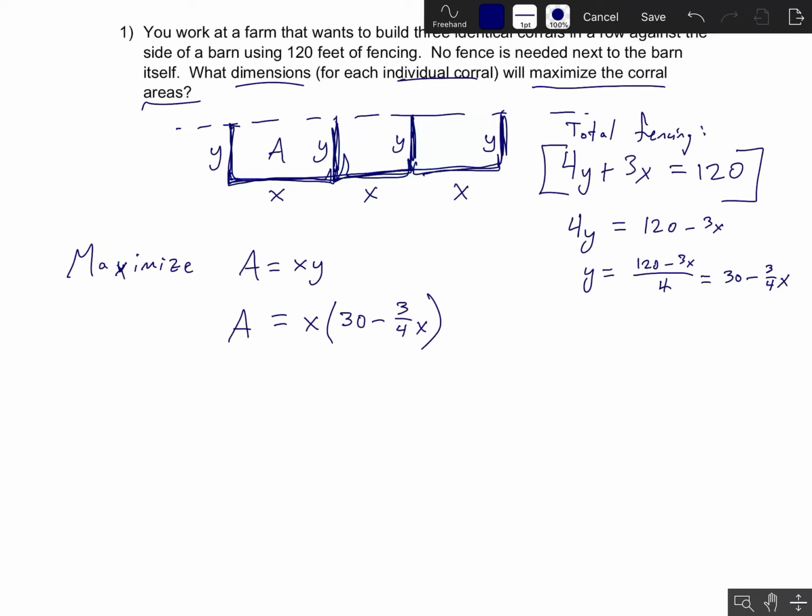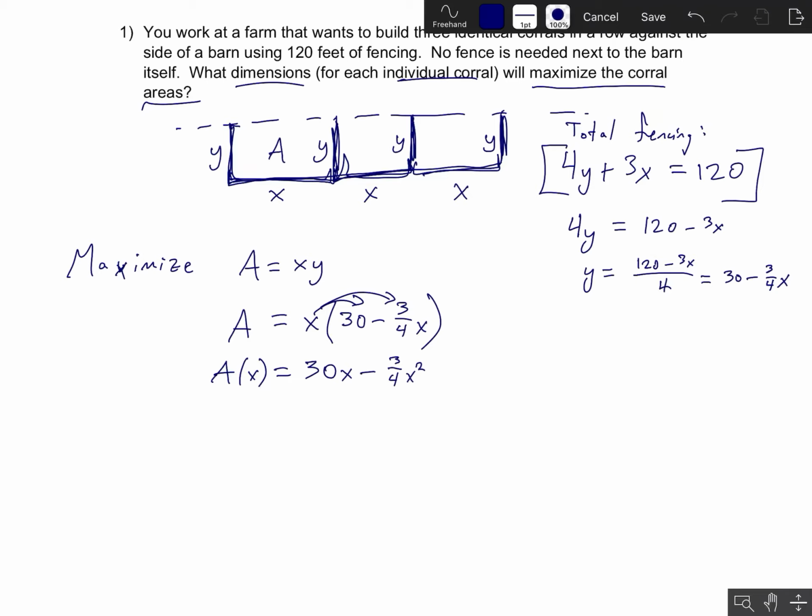And now we're in business because we just need to take the derivative of this function A and maximize it in terms of x. So now we can apply this first derivative test technique that we've been talking about. If you'd like, you could, in taking the derivative, just use the product rule, but normally I like to distribute this so that I don't have to worry about any complicated rules. So I would distribute this x so that we get 30x minus 3/4 x squared as this function A.